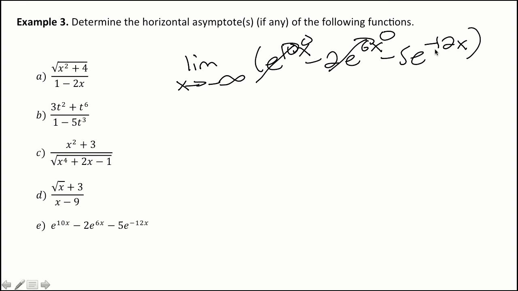Okay, so in this case, we're going to have 0 minus 0 because of these two terms, and then minus 5e to the infinity because negative infinity times negative 12 is positive infinity. E to the infinity is simply infinity, and then negative 5 times infinity is going to be negative infinity. So we're left with negative infinity.